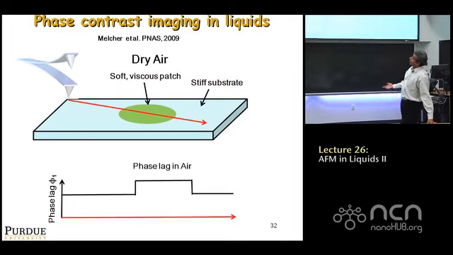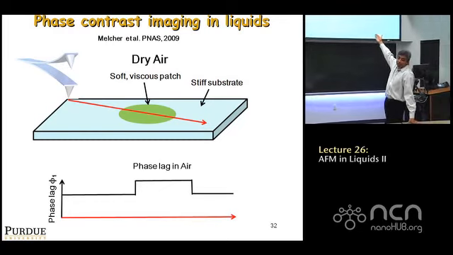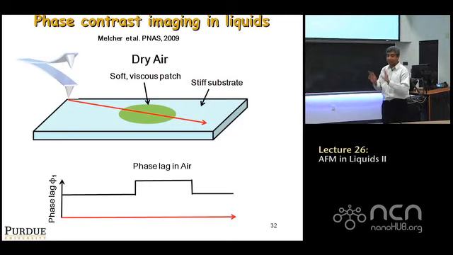So a good proof of it would be, let's say you had a soft viscous patch on a hard mica sample, right? Let's say you had that. If you're tapping in air over such a hypothetical sample and you plotted phase lag as you went over it, the phase lag, or rather the sign of phase lag, would increase when you went over the viscous part of the sample, right? Because there's no more tip sample dissipation. This is the standard understanding, right?